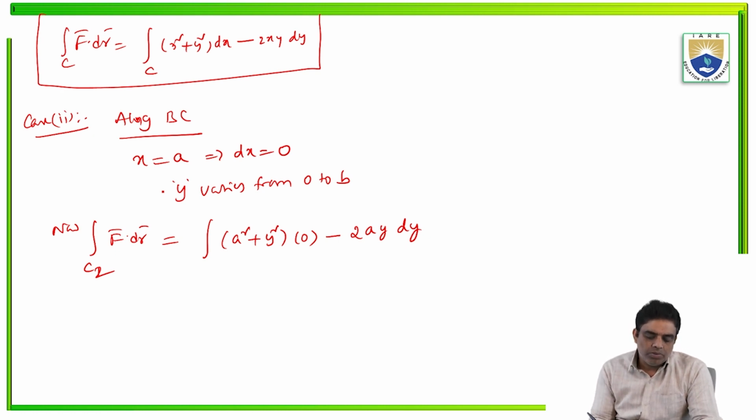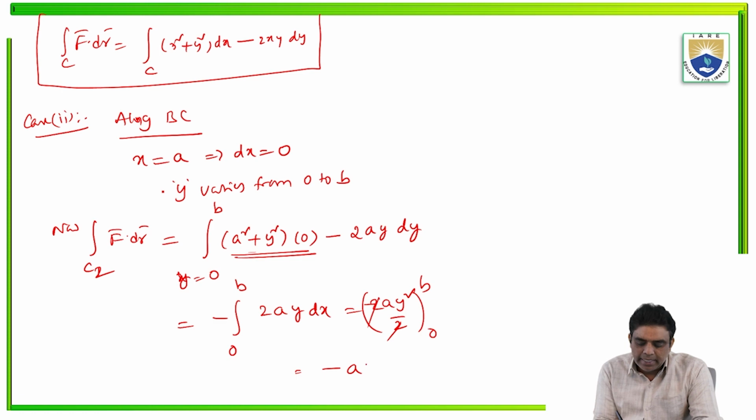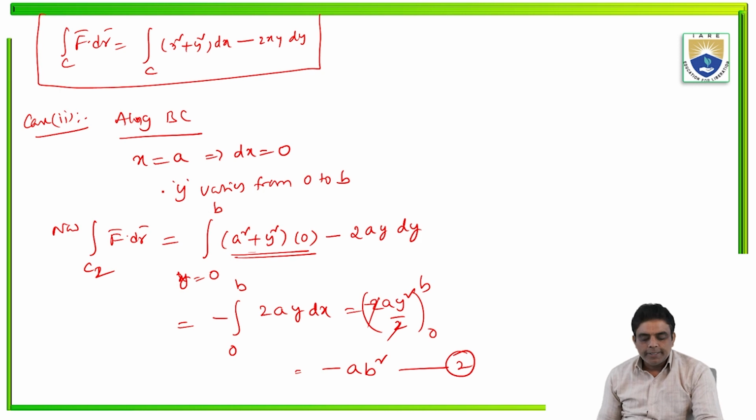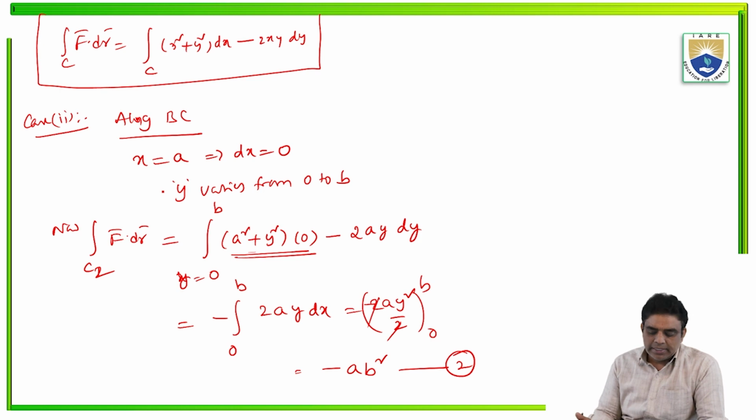So dx is 0, so the entire first term is 0. The limit is y from 0 to b. So finally what you will get is the integral from 0 to b. This entire term is 0 because the product term is 0, minus 2ay dy, or 2ay square by 2 with a minus sign between 0 and b. So the 2s cancel, giving minus ab square. That is the second equation. So I am putting y equal to b, then you will get minus ab square, and the lower limit is 0. And this is the line integral along BC.